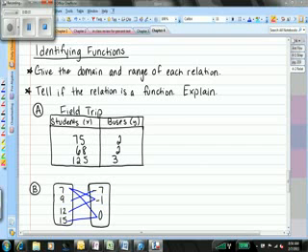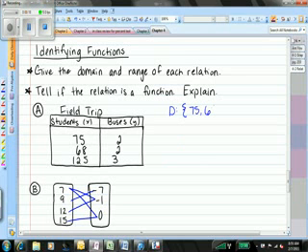Looking at a table that has to do with a field trip, okay? Let's refresh our memories from Friday. What's the domain, or what are the x values of this field trip? 75, 68, and 125. Okay. What's the range? 2 and 3. Okay. I did not list the 2 twice because we only need to list it once. That's the only place that it goes.